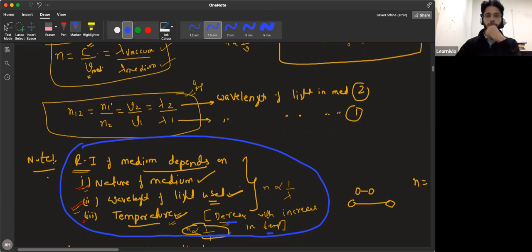So what is the second point? Wavelength of light used. Okay. So the refractive index of a medium depends on what wavelength of light you are using. Sir, done.